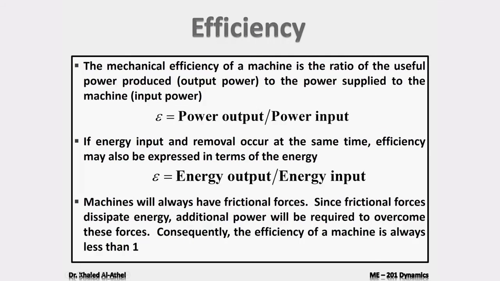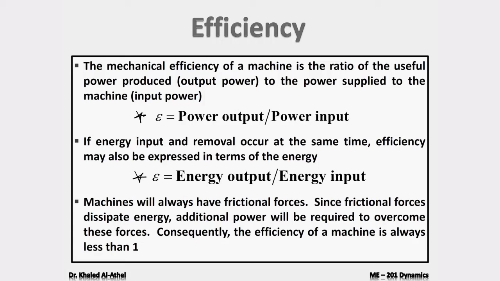So, the final thing that we need to define before we go into solving problems is efficiency. The mechanical efficiency of a machine is the ratio of the useful power produced, so the output, which is the power or the energy that is coming as an output of your machine, to the power supplied to the machine, the input. So for example, this could be electricity. When you plug it in, this is input power. And how much power are you expecting in your output? So it could be either power output over power input, or it could be written as energy output over energy input.